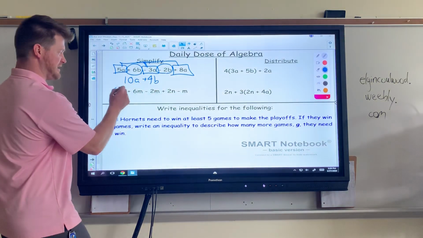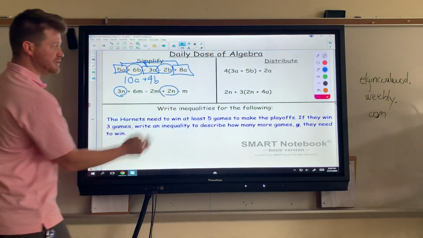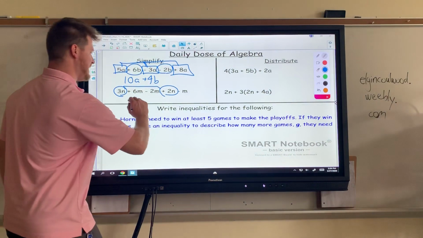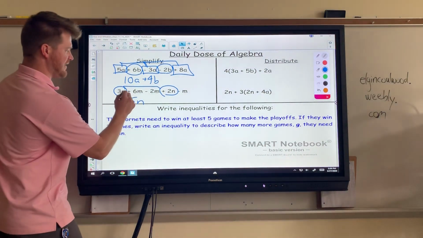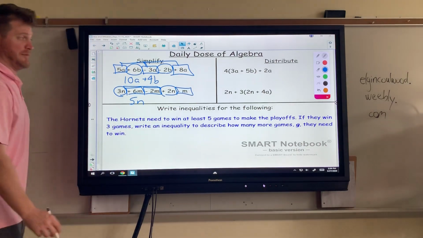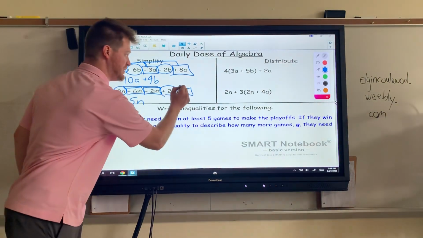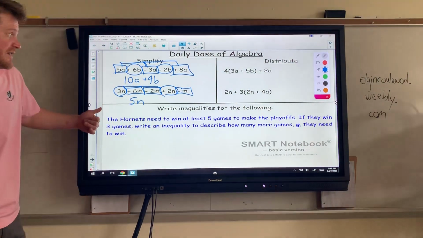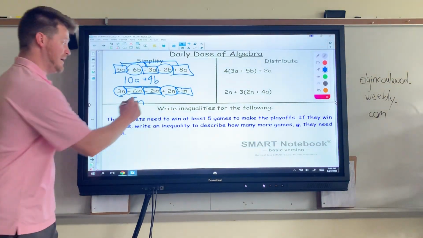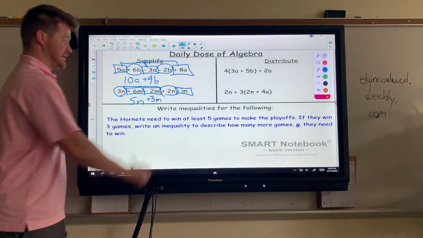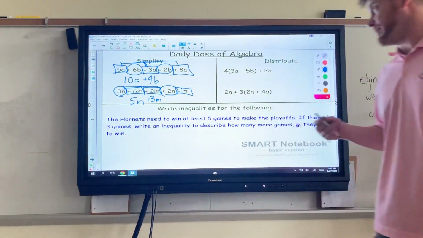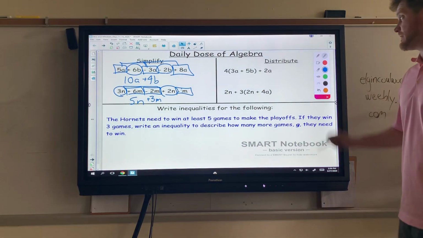Looking at my n's, I see 3n plus 2n. There are no more n's, so that's going to be 3n plus 2n is 5n. And then we have a positive 6m minus 2m and a minus m. Remember, when there's not a coefficient, it's assumed that there's just a 1 in front of that, so we have 6m minus 2m is 4m, 4m minus m, so it's going to be a positive 3m. So we have 5n plus 3m, or 3m plus 5n, both work.